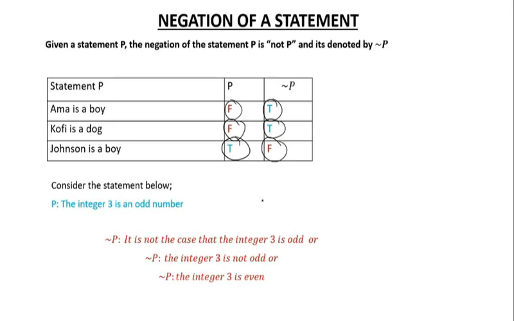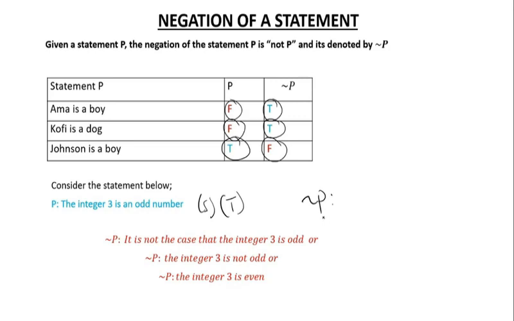Now, let's consider the statement below. P is the statement that we have, and it states the integer 3 is an odd number. Now, this is a statement, and it is a true statement because the integer 3 is an odd number. But what if we negate this statement? How do we write the negation of the statement P? How do we write these statements?